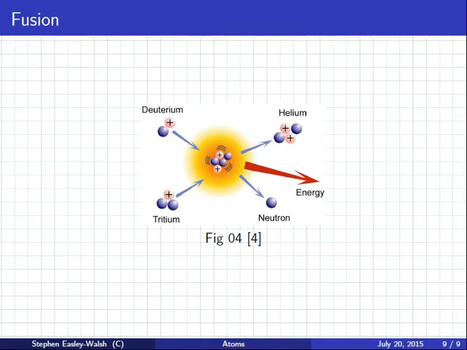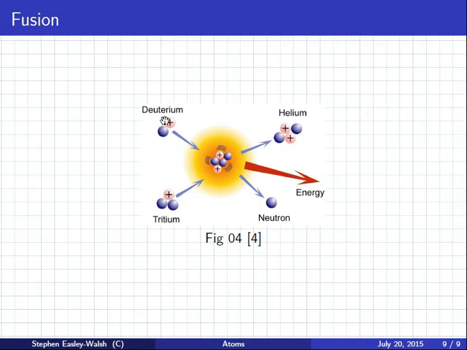So in this example, you have deuterium. Deuterium is an isotope of hydrogen. It's one proton and one neutron. And you also have, did you do this one in chemistry? What is it? Tritium? Yeah, and this one has one proton and two neutrons.